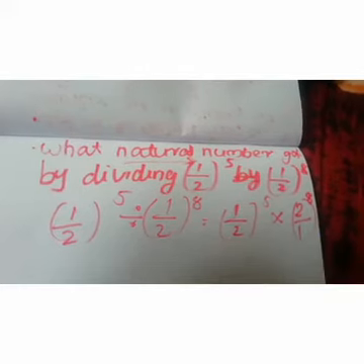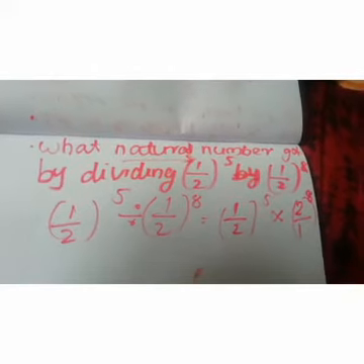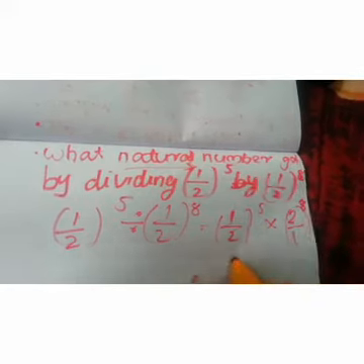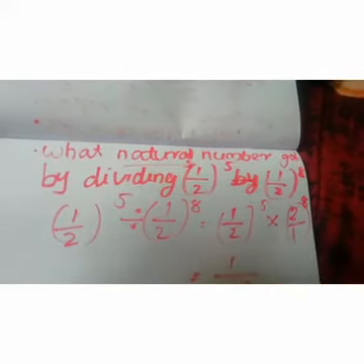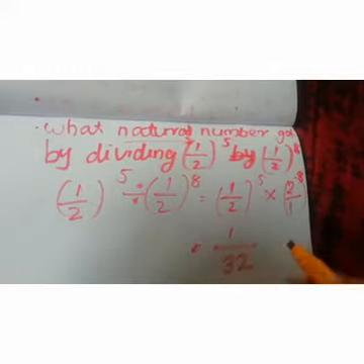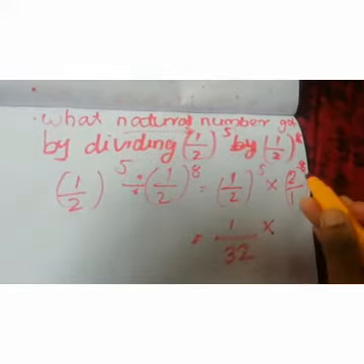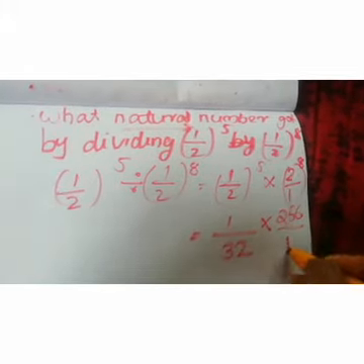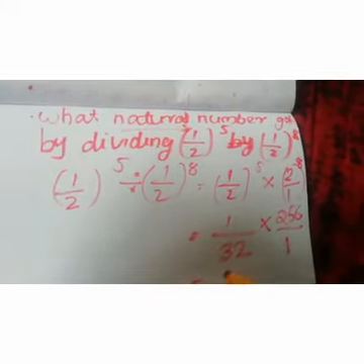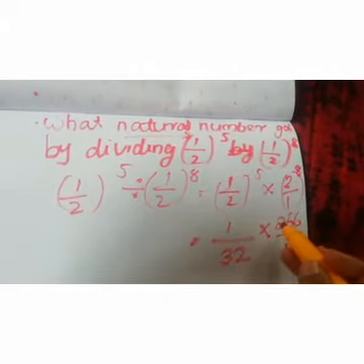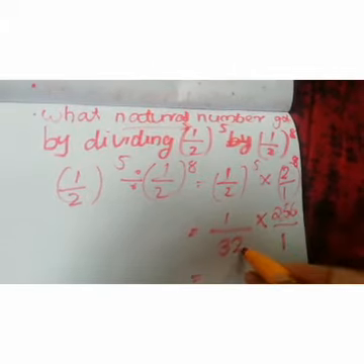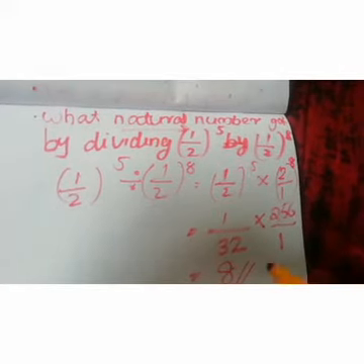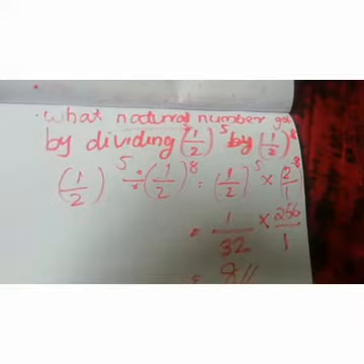Like this, isn't it? Then we know that 1 by 2 raised to 5 means 1 by 32, multiplied with 2 raised to 8, which is 256 divided by 1. When we divide 256 by 32, we get 8 as our result. This is the natural number that we got here.